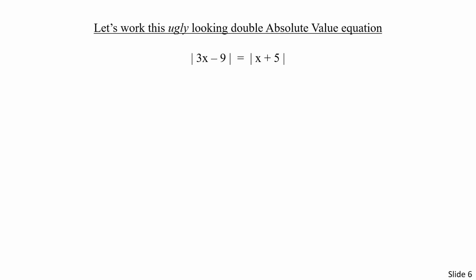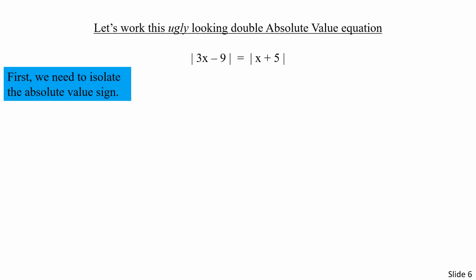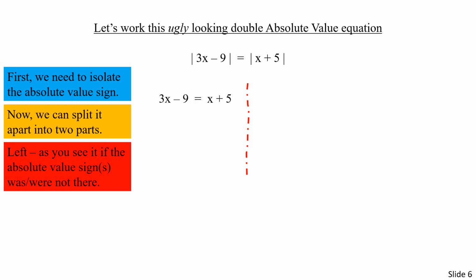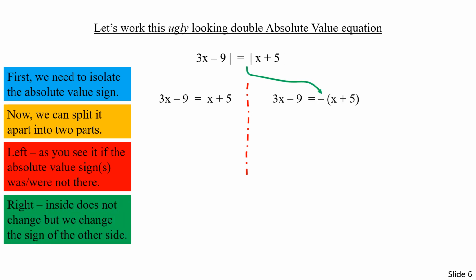Let's look at an ugly looking double absolute value. The absolute value of 3x minus 9 equals the absolute value of x plus 5. Well, the first one, the one on the left, is already isolated, so we're good. Now we'll split it apart into its two parts. The one on the left is what you see without any absolute value signs. And the one on the right, the inside does not change, but I need to change the sign in front of that second absolute value. So I need to think of it in parentheses. So negative, and then I put parentheses for the other inside.